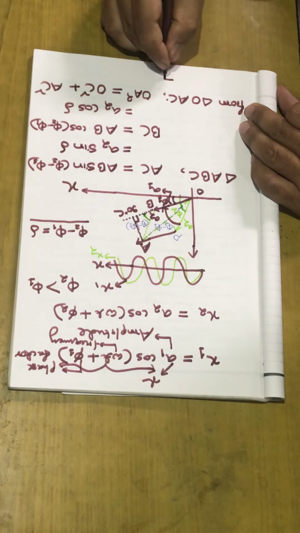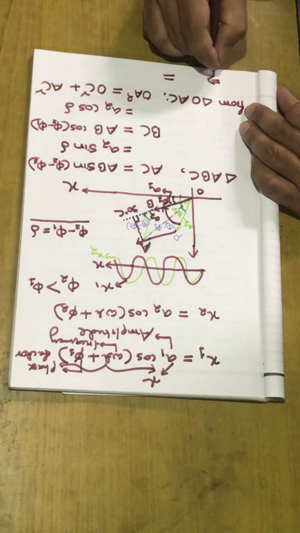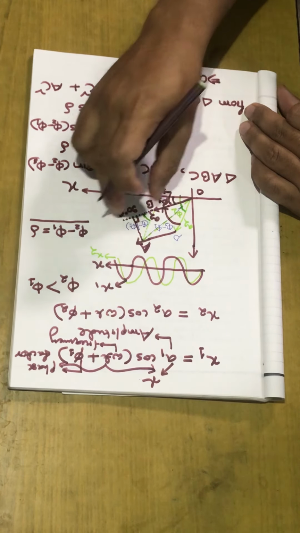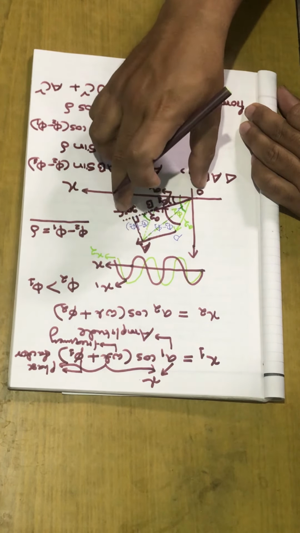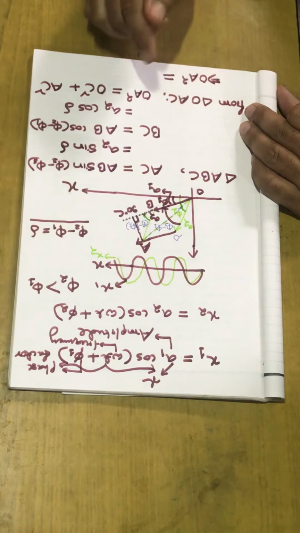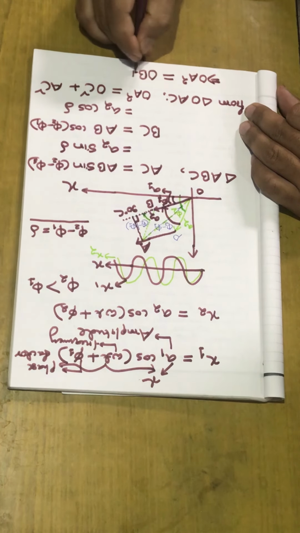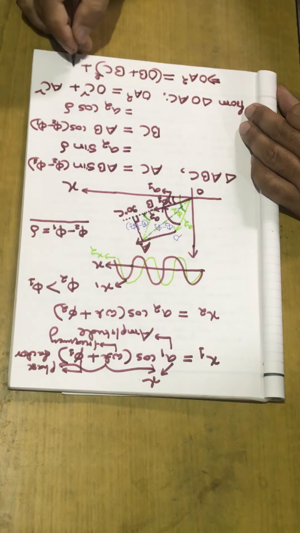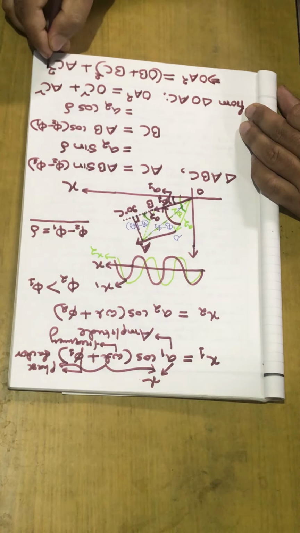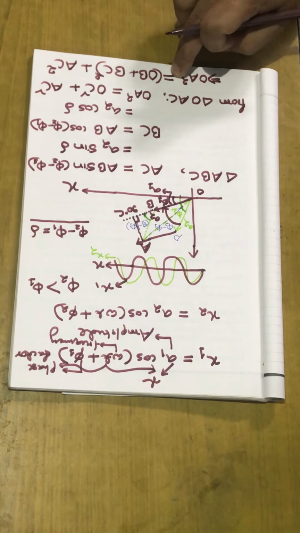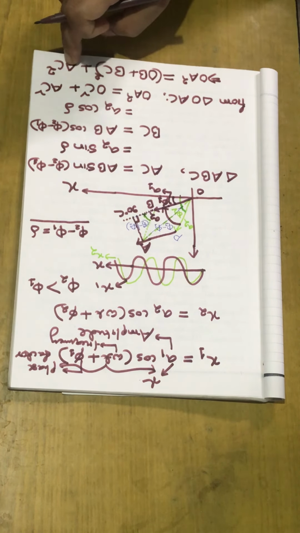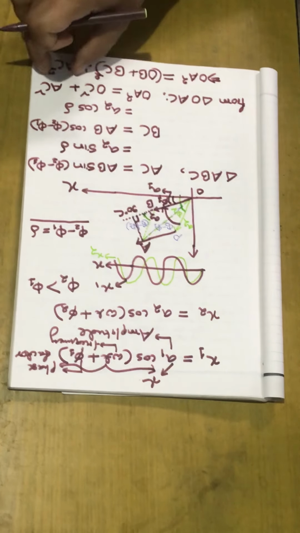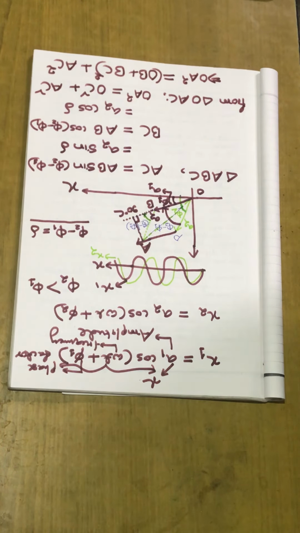Now, OC is equal to OB plus BC. So OA square is equal to OB plus BC whole square plus AC square. Okay, up to this part, I think it's okay.